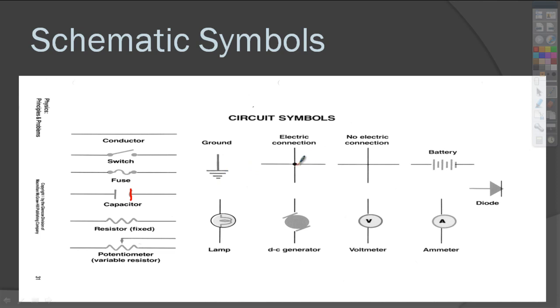If we have two wires crossing, we have a connection there, so we have to draw a little dot. Batteries, you can either draw just these first two, a big line and a little line, or a series of big line, little line, big line, little line, big line, little line. Big line is always positive, little line is always negative. Voltmeter, circle with a V. Ammeter, circle with an A. Generators look like this. You can just use this chart to refer to when you're drawing schematics.